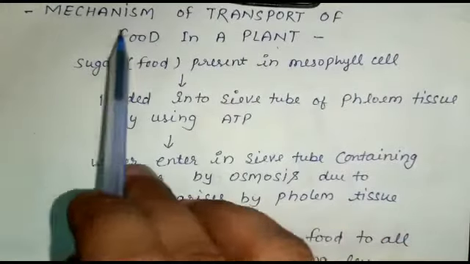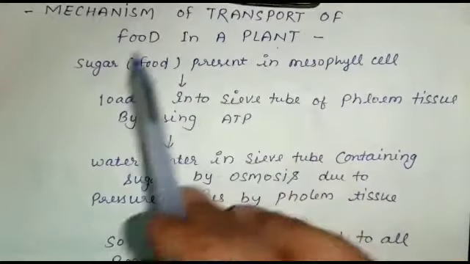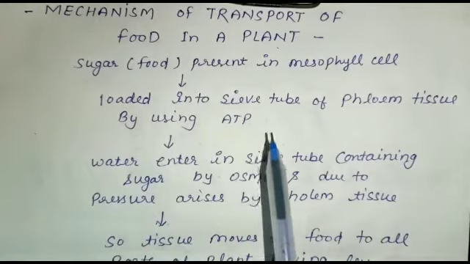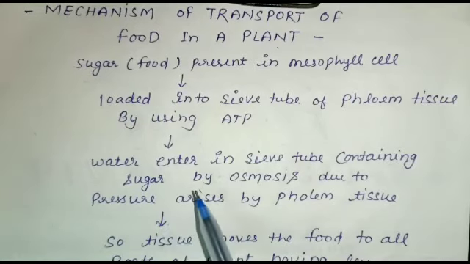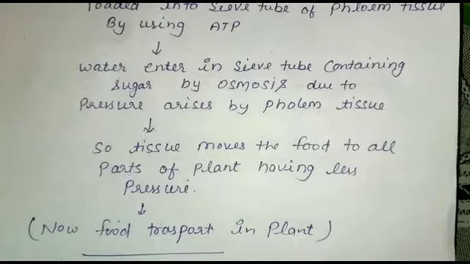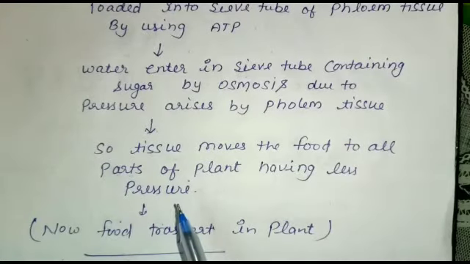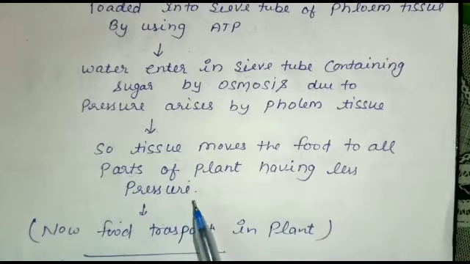Now we explain the mechanism of transport of food in a plant by this graph. The sugar made in the leaves is loaded into sieve tubes of phloem tissue by using energy from ATP. Water now enters into sieve tubes containing sugar by the process of osmosis, due to which the pressure in the phloem tissue rises. The high pressure produced in the phloem tissue moves the food to all parts of the plant having less pressure in their tissue. This allows the phloem to transport food according to the need of the plant.